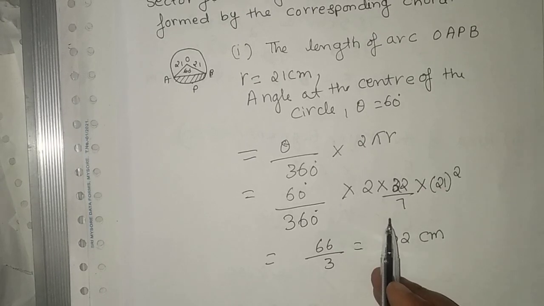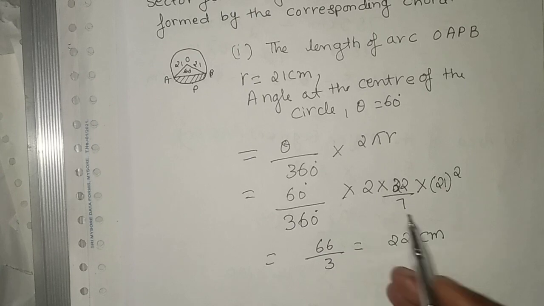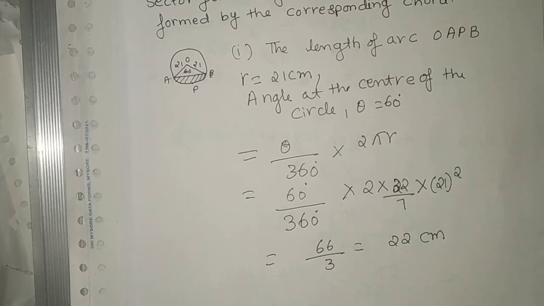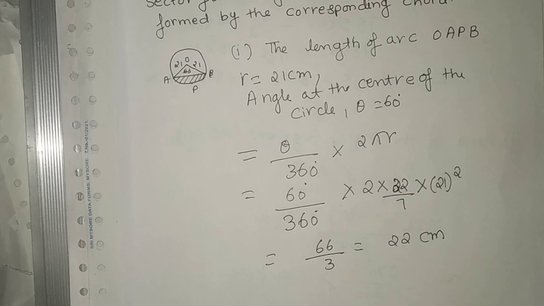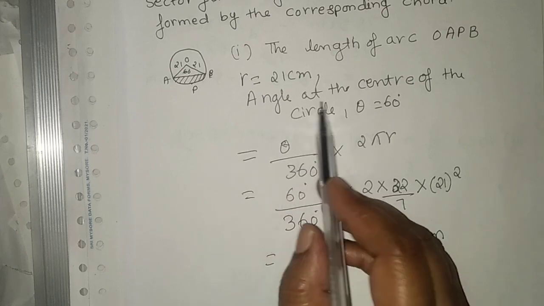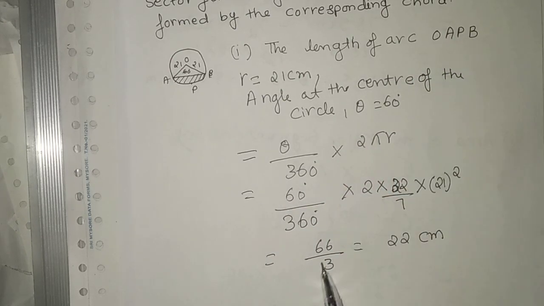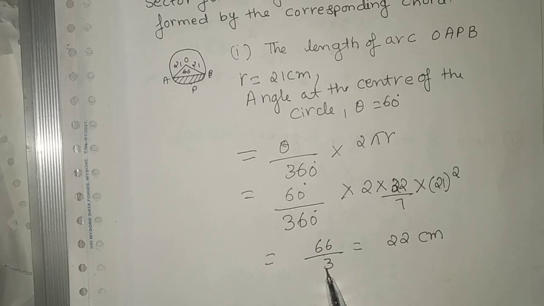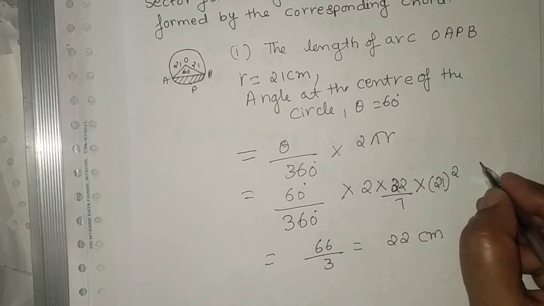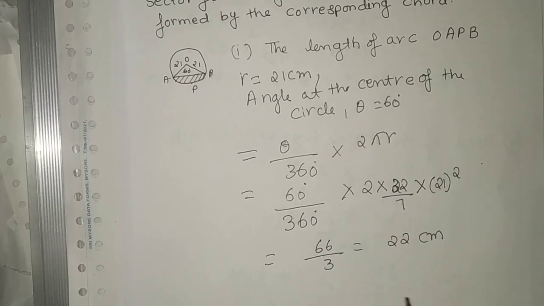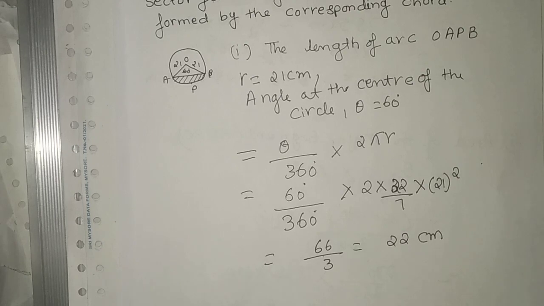We'll simplify this, 2 pi r, angle at the center of the circle, major segment, and so we found out the length of the arc OAPB is 66 by 3. But once again we'll see. Okay, substitute this, we'll get this one.